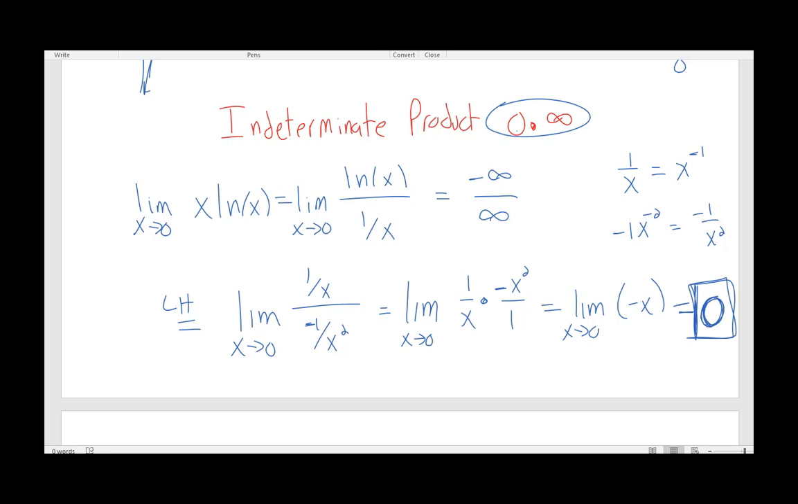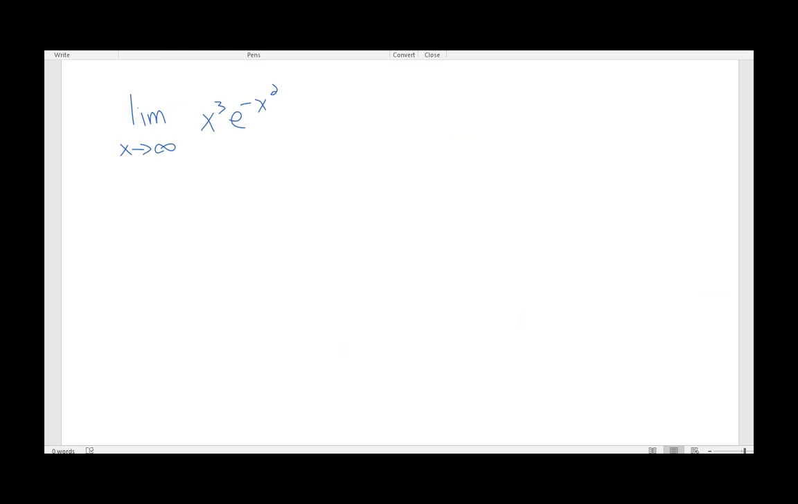Now again, obviously I could do some graphical checking. I could graph x ln of x and see that as we approach 0, we would get 0 out of that graph. Alright, so I'm going to encourage you to pause the video, and I want you to try this one on your own, and then come back and we'll do it together.